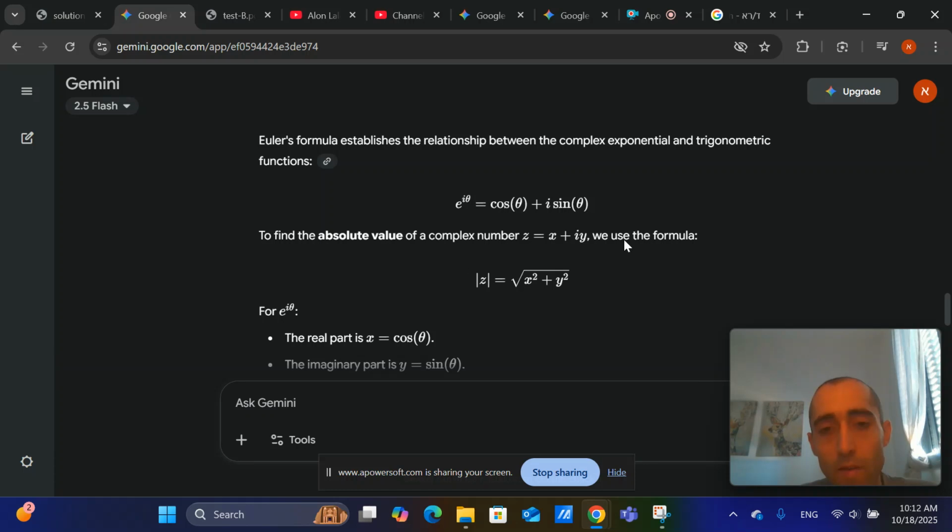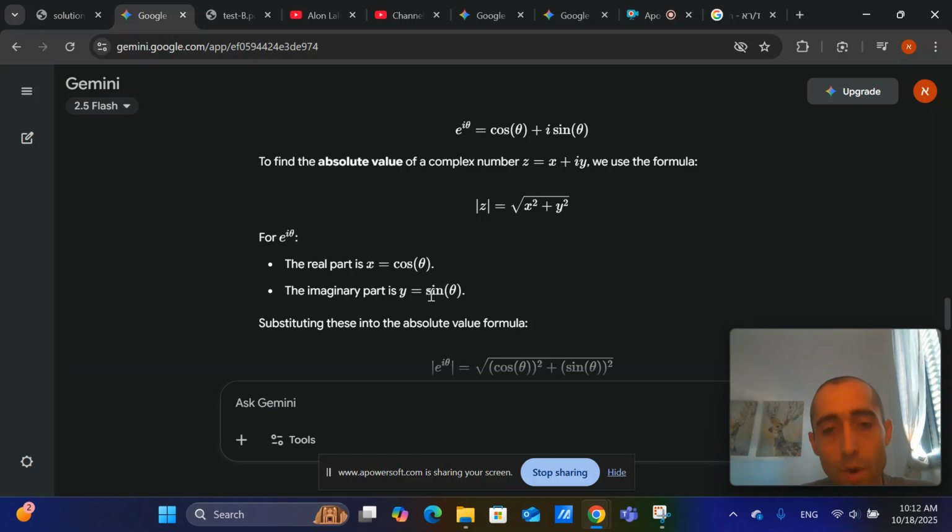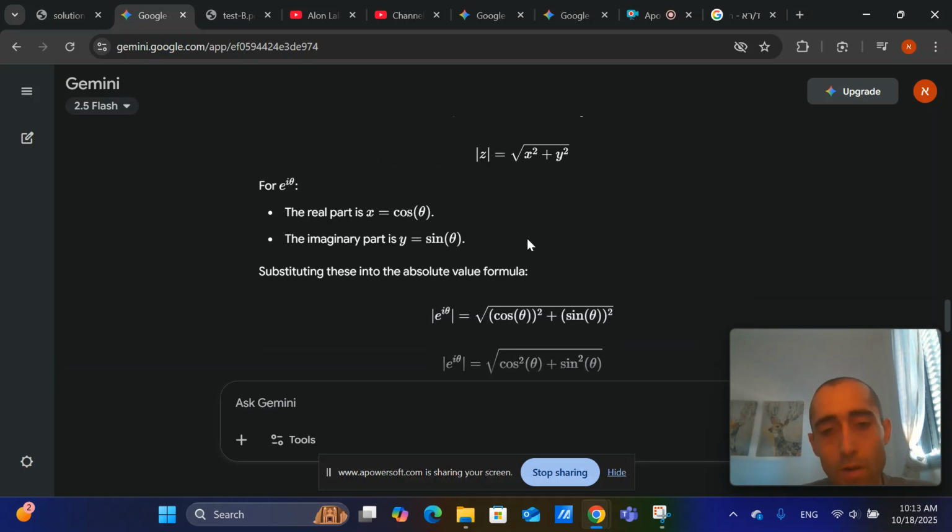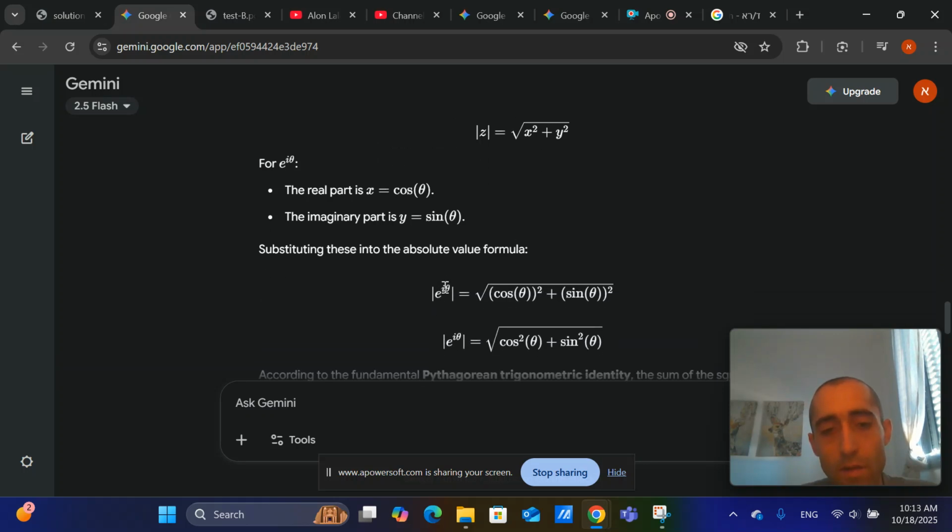Now in our case of the Euler formula, we have x equals cosine theta and y equals sine theta. Plugging them into the formula, we get that the Euler formula absolute value equals the square root of cosine theta squared plus sine theta squared. The i is not here. And when we take the square root of this, we'll get the absolute value of the Euler formula.